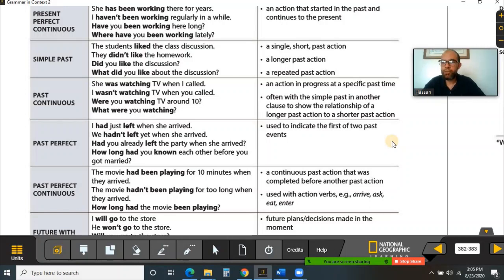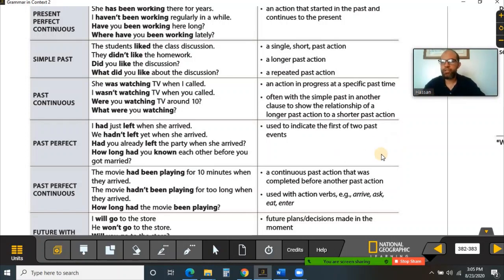So the lights went out, simple past, short action. And what is the long action that we were doing? The short action interrupted the longer one, which is that we were watching a soccer game. Remember that the short action sometimes interrupts the longer action in the past.